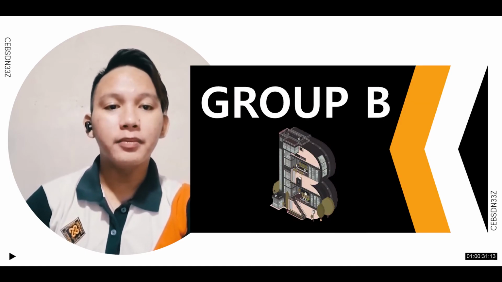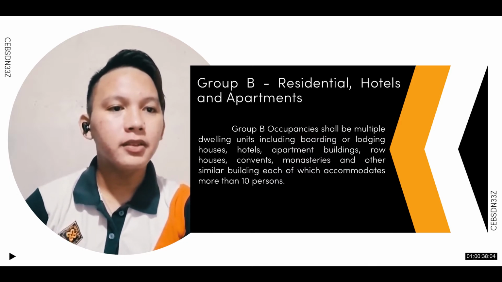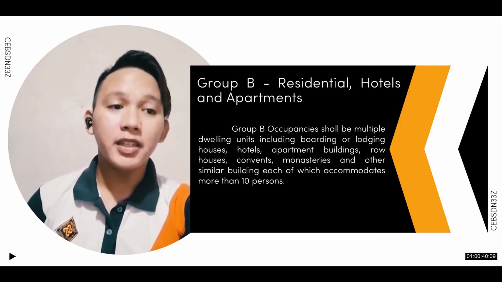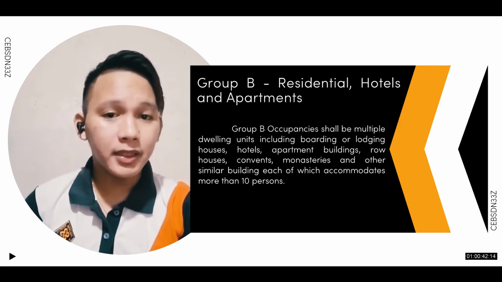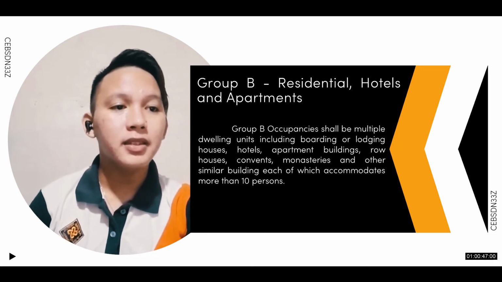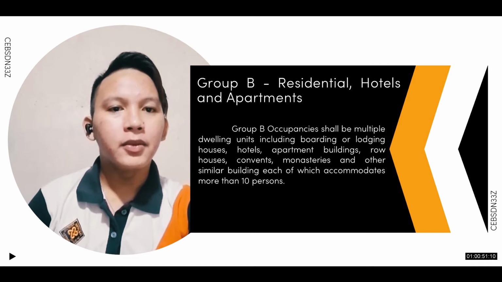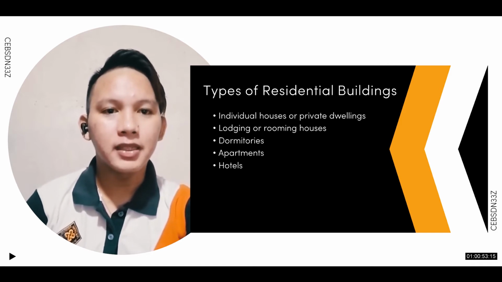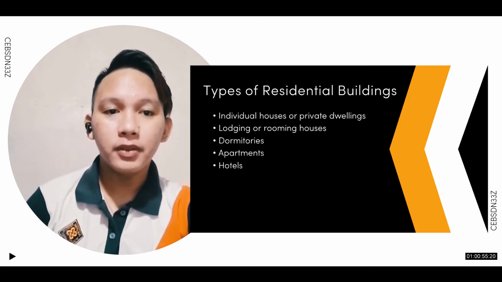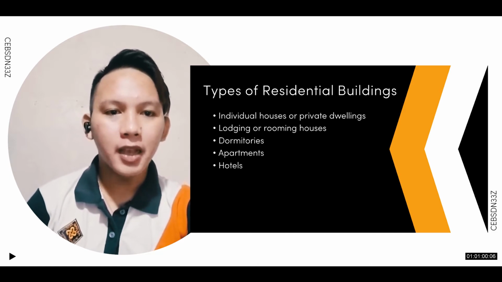First, we have Group B, residentials, hotels, and apartments. Group B occupancies shall be multiple dwelling units including boarding or lodging houses, hotels, apartment buildings, row houses, convents, monasteries, and other similar buildings, each of which accommodates more than 10 persons. Next, we have the types of residential buildings. We have individual houses or private dwellings, lodging or rooming houses, dormitories, apartments, and hotels.